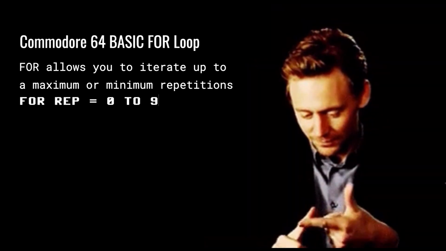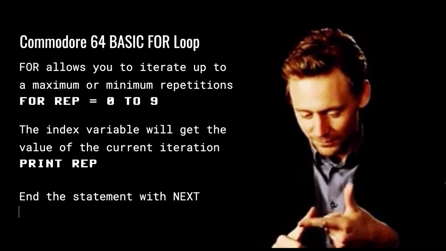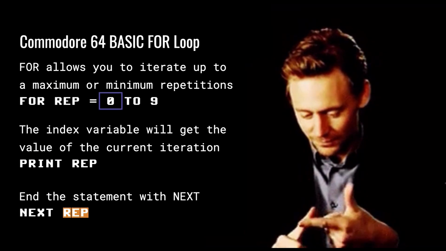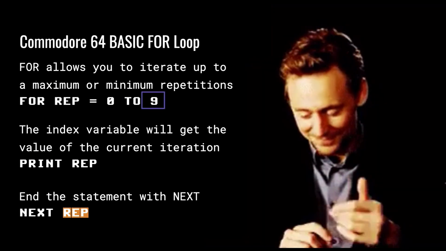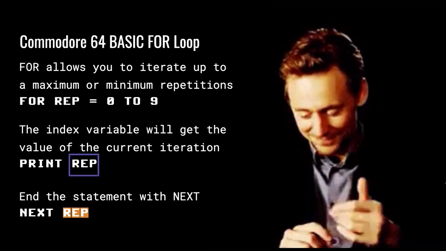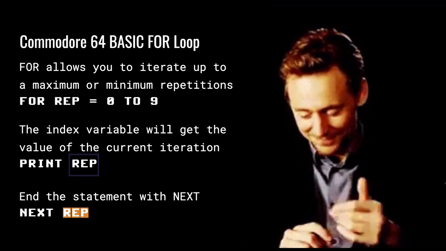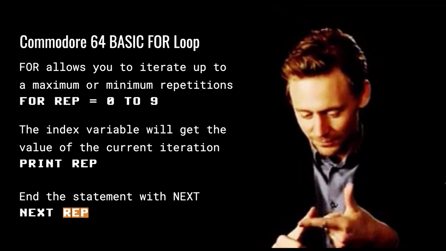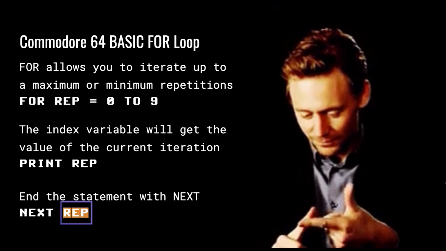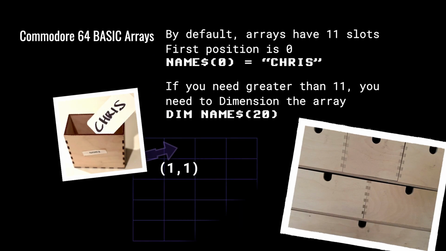For iteration, we're going to use the for loop. And what the for loop does is it increments a counter up to a value that you set. So in this example, for repetitions equals 0 to 9. When it hits 9, it will stop executing and go to the next part of your program. While we're in the loop, we can actually use the index and output it. It's set to a value. At the end of the loop, to go to the next iteration, we need to use next. We don't have to use the variable name because for loops can be nested, but it's good practice for readability to make sure they use the variable name.